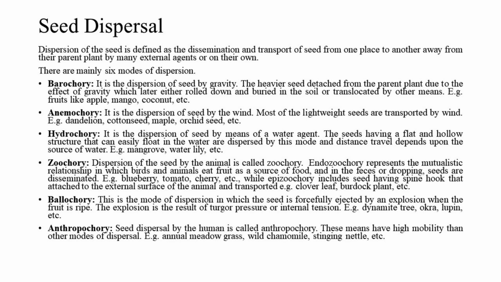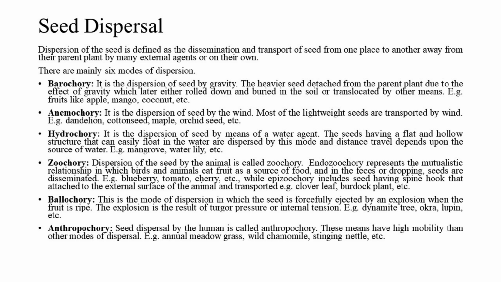Seed dispersal. Dispersion of the seed is defined as the dissemination and transport of seed from one place to another, away from the parent plant, by many external agents or on its own. There are mainly 6 modes of dispersion. Barychory is the dispersion of seed by gravity. The heavier seed detaches from the parent plant due to the effect of gravity, and later either rolls down and is buried in the soil or is translocated by other means, e.g., fruits like apple, mango, coconut, etc.